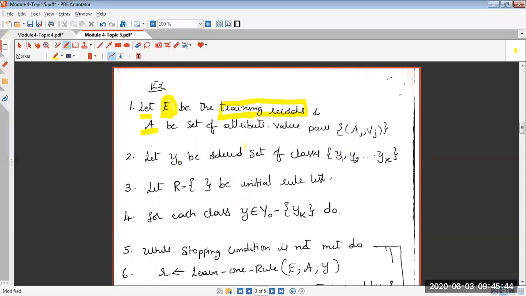Also, one more thing we can see. An attribute is not a standalone component. An attribute will have a value. How do you distinguish a value from an attribute? Take an example: name equal to Anil. Name is the attribute, Anil is the value.